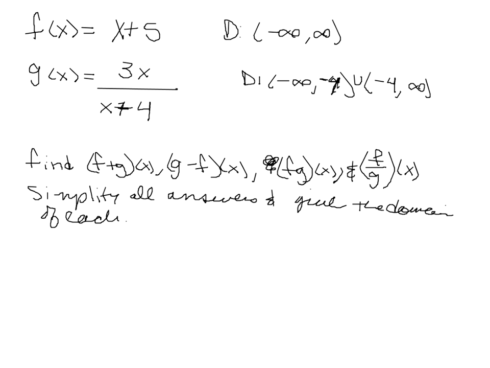All right, so here's another example of algebra of functions. Here we have f, which is x plus 5, and its domain, since this is a polynomial, is all real numbers. g is a rational function, so its domain is all real numbers except where the denominator is equal to 0. The denominator is x plus 4, so when I choose x equals minus 4, we get a division by 0, which is bad. So this is our domain.